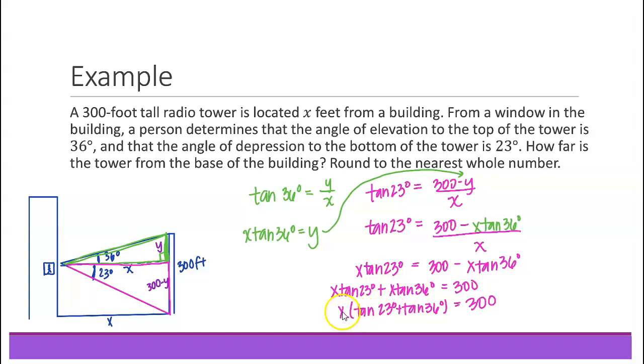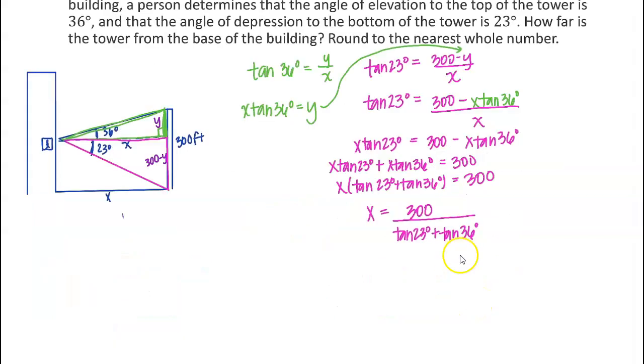And again, we're solving for x, so we're going to divide by tangent 23 degrees plus tangent 36 degrees on both sides. So I'm going to go ahead and make some space. So here we have x is 300 all over tangent 23 plus tangent 36 in degrees. So this is my exact answer here. And now I want to approximate it. I've been told to round to the nearest whole number.